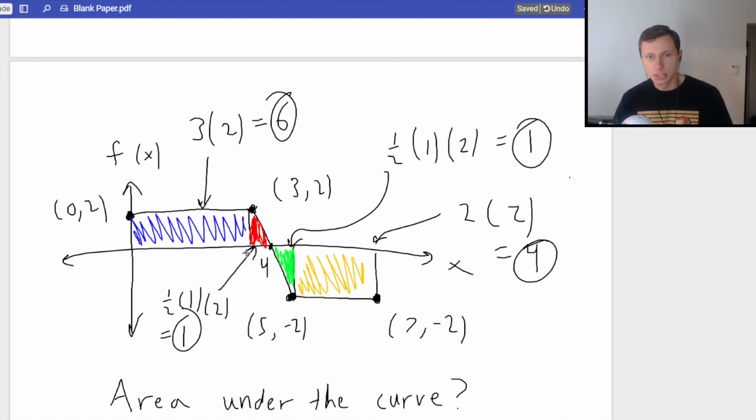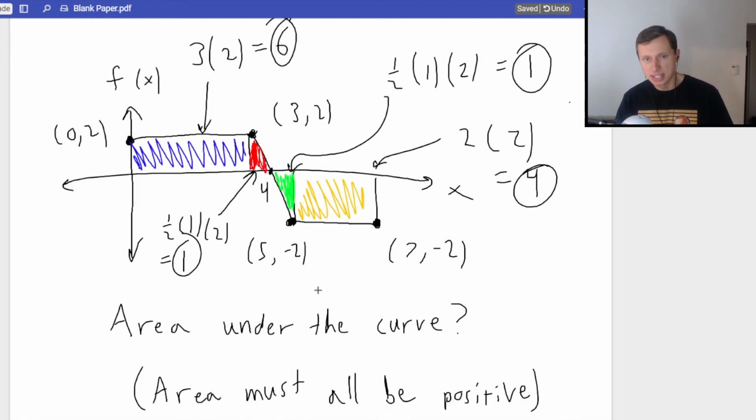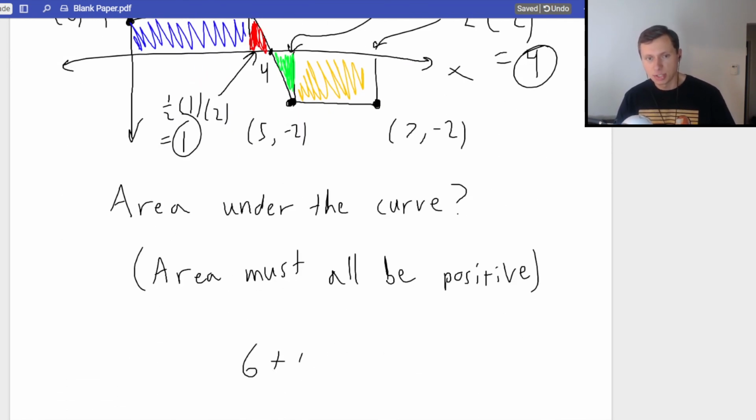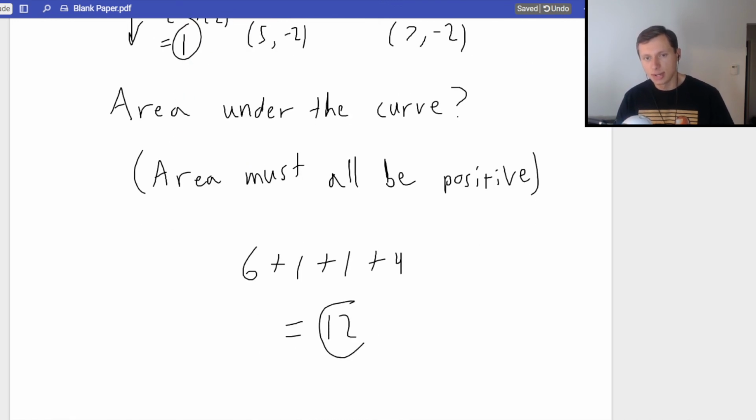Now, for my final answer to this question, I just need to add all the areas together, keep them positive. It's going to be 6 plus 1 plus 1 plus 4. Final answer for the area is 12.